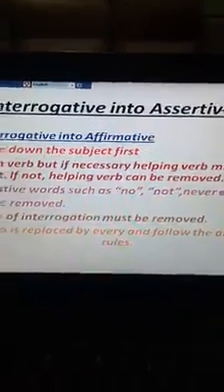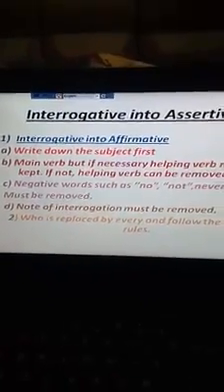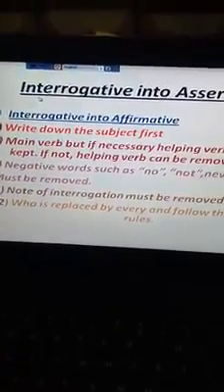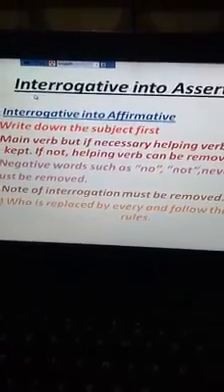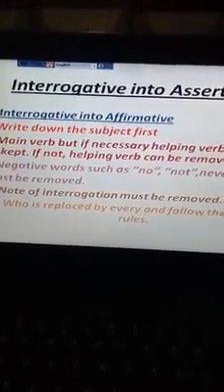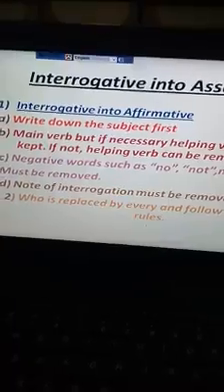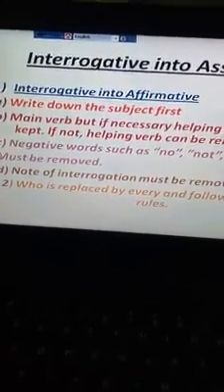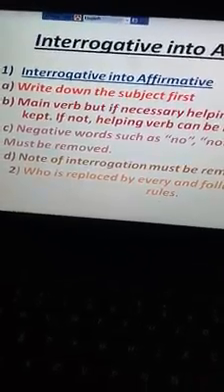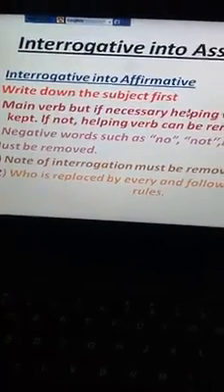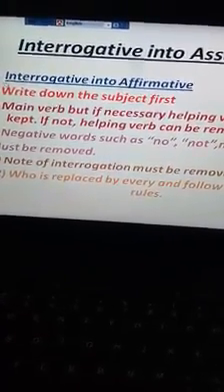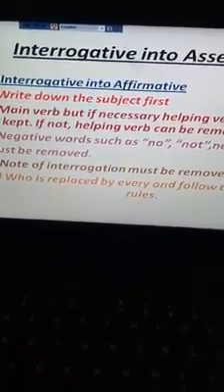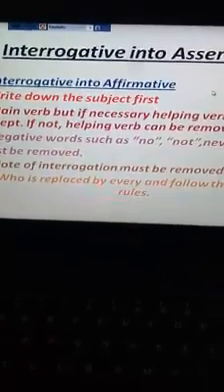Okay, so let's go to the next slide. In this slide we will do the rules of changing interrogative sentences into assertive sentences. And today I will also show the rules differently. First I will show you the rules of interrogative into affirmative, how interrogative sentences are changed into affirmative sentences.